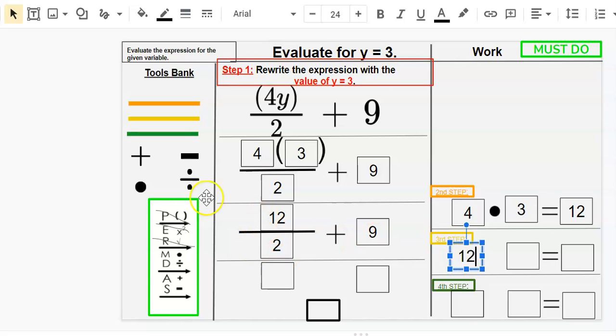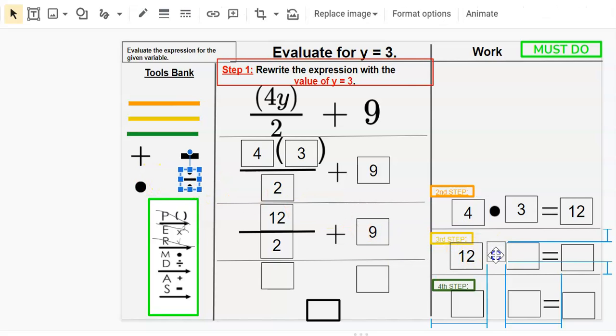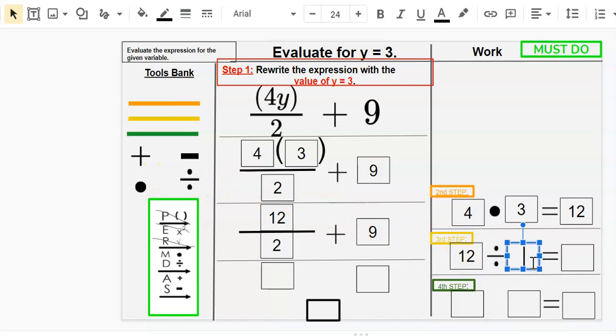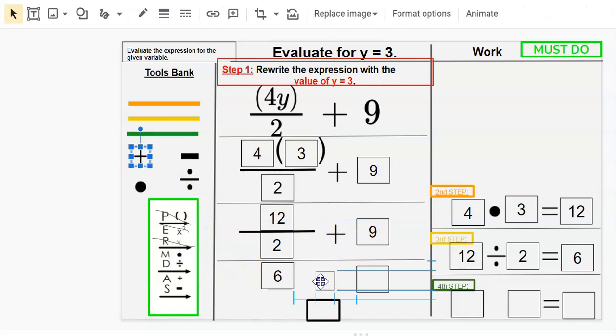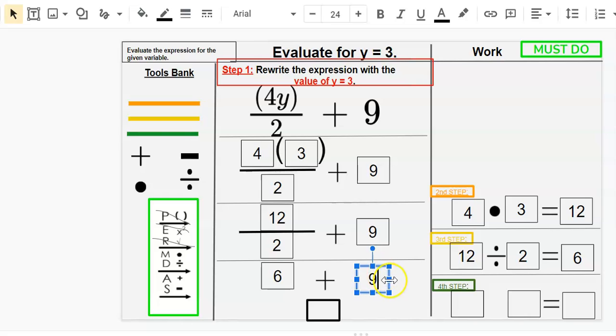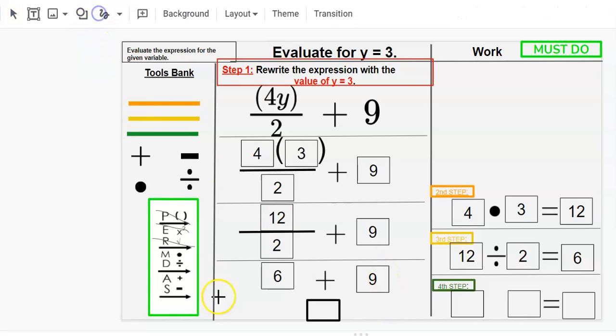So I'm going to put 12 divided by 2, and that equals 6. So now I don't have this fraction or this division symbol anymore with 2 numbers. I just have 6. I bring down the rest of the problem that I haven't used yet, which is plus 9. I come back to my order of operations and I say I have no more multiplication, no more division. I'm left with just my addition and subtraction.